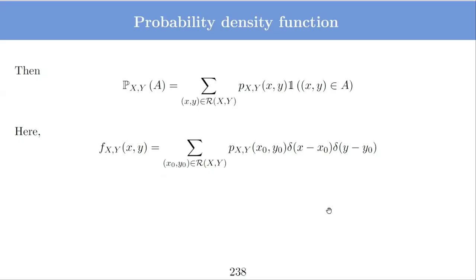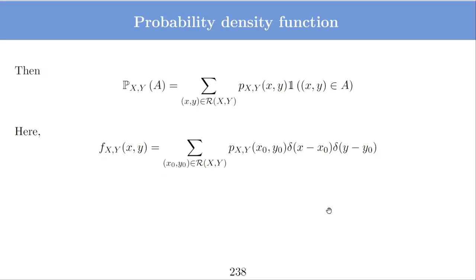Suppose X and Y are such that they take four values: (1,1), (1,2), (2,1), and (2,2). If I take a set A which only has (2,2), the probability law of this set A would be just the probability that X(omega) is 2 and Y(omega) is also 2. If this set A has (2,1) and (2,2), then I will add the probability that X is 2 and Y is 2, and the probability that X is 2 and Y is 1.